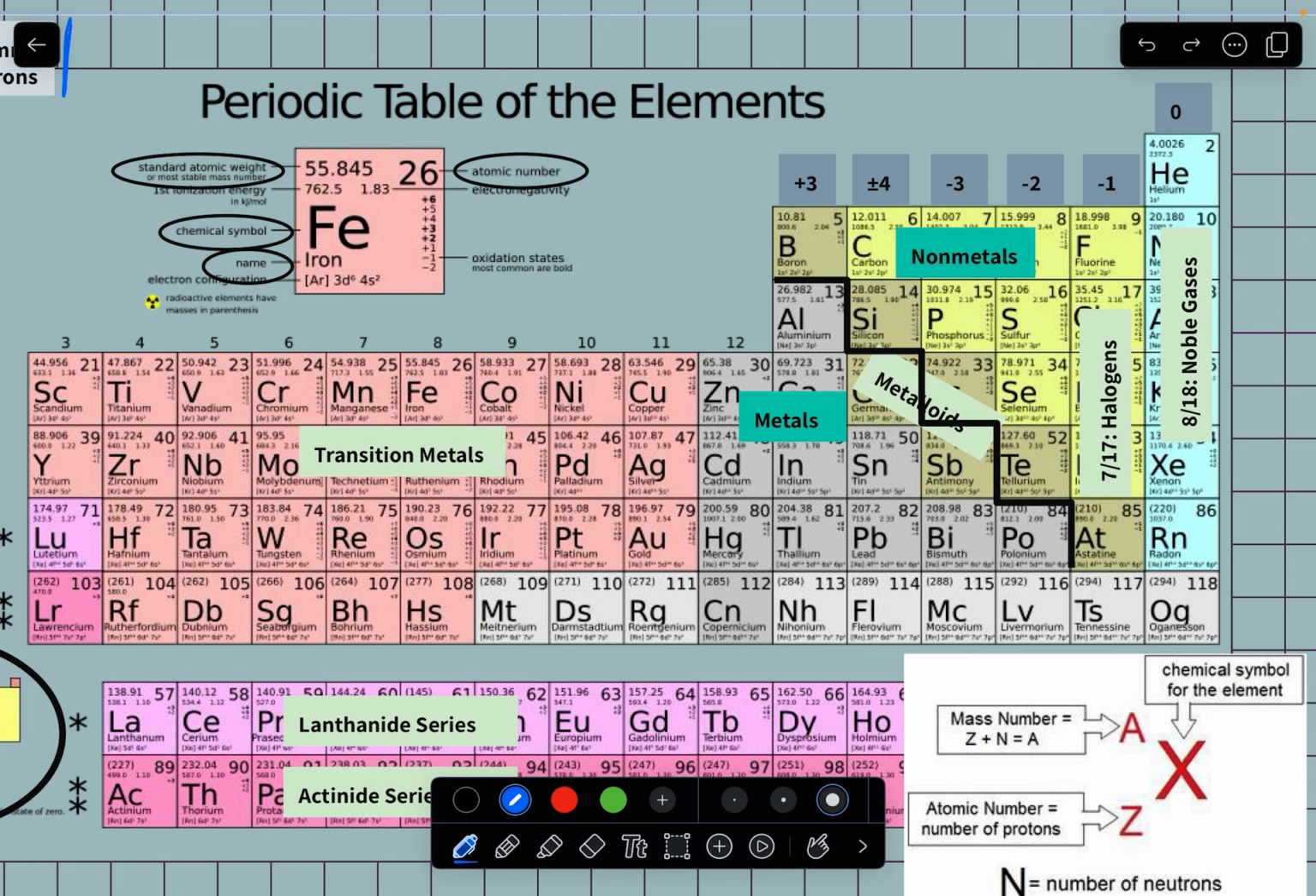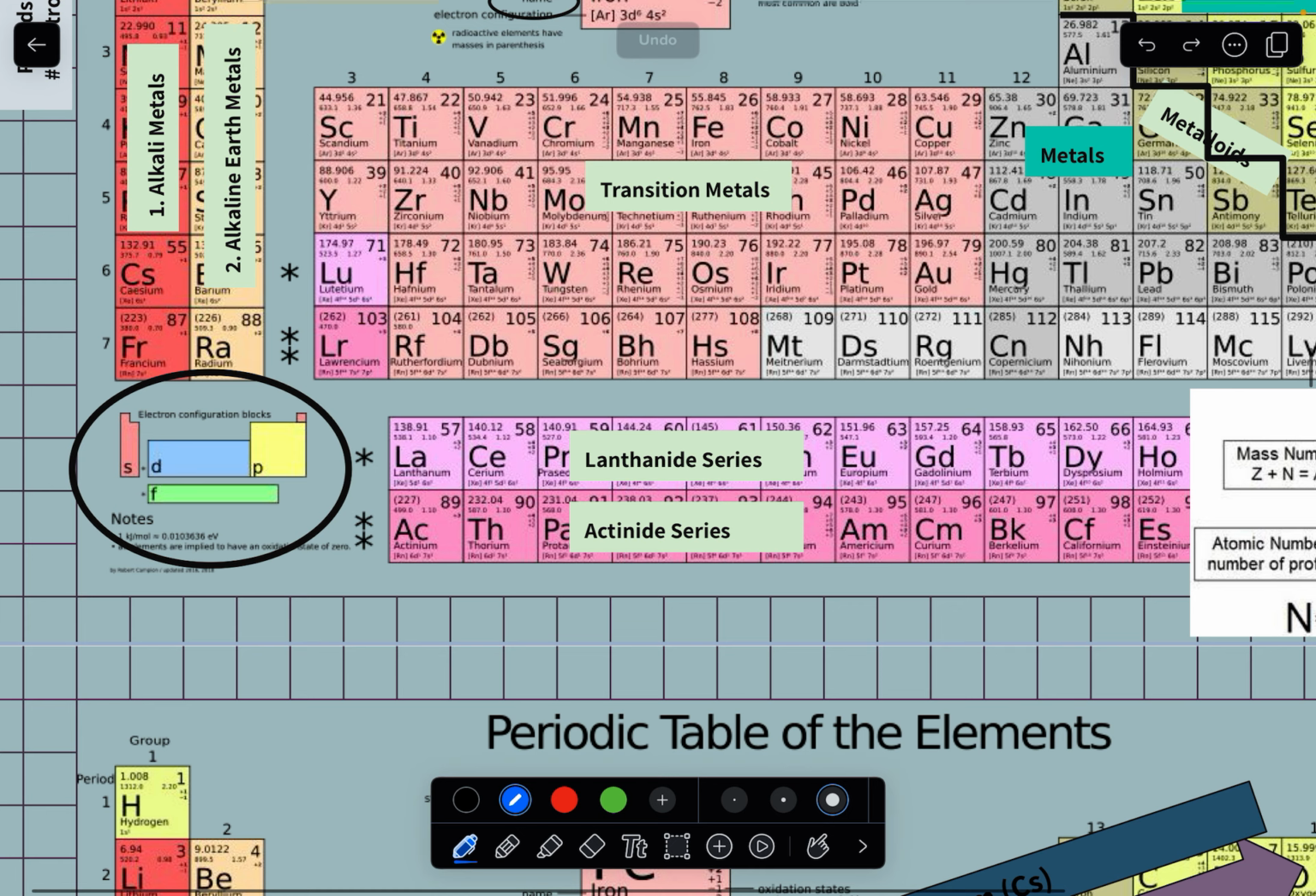Our halogens is group 17. Group 18 is our noble gases. And then at the very bottom, we have our lanthanide and actinide series.